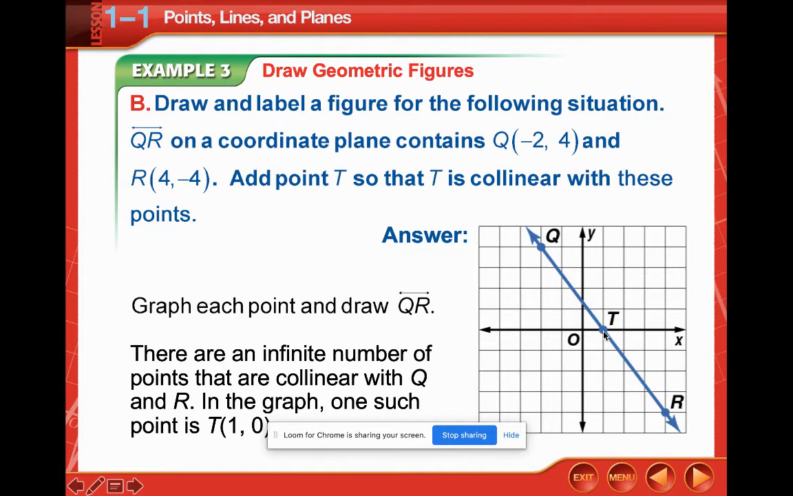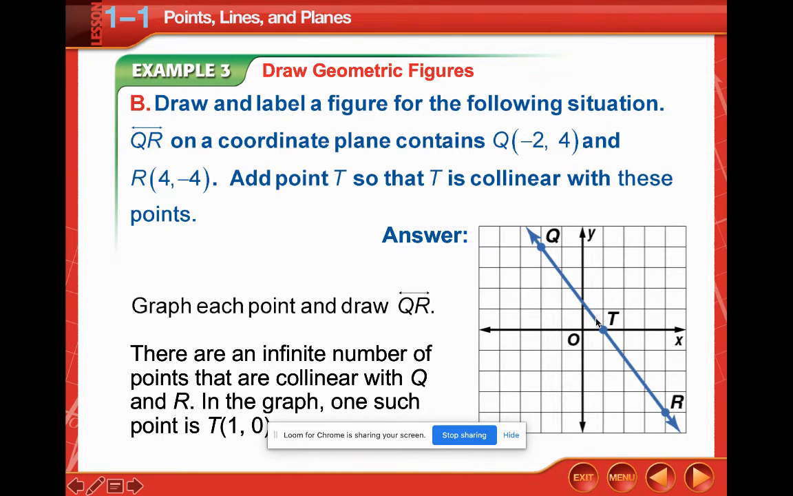As you can see, they drew T on this line, and that's what you have to do. You could put T right here, right here, right there. You could put T anywhere on this line. You could even put it right here. Anywhere on this line, as long as it's on this line. And there is an infinite number of places to put it. You could put it here.